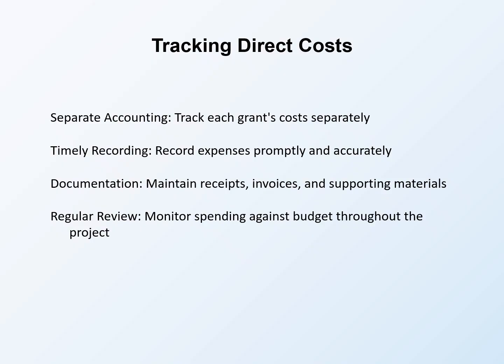Your accounting system should assign expenses to specific grants with identifiable cost codes or account numbers. This separation enables accurate financial reporting and prevents improper charging of costs across grants. Timely recording means recording expenses promptly and accurately as they occur. Waiting to record expenses creates backlogs, increases error risk, and makes it harder to monitor spending. Establish workflows that capture expenses soon after they are incurred with accurate coding to the correct grant and cost category.